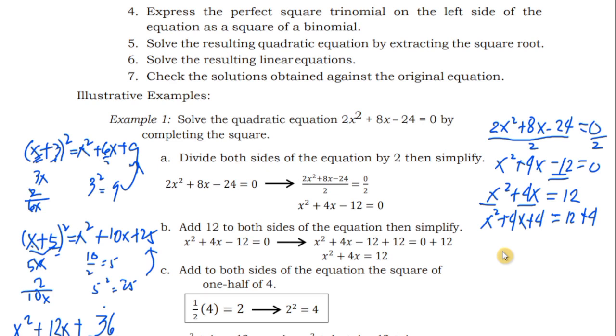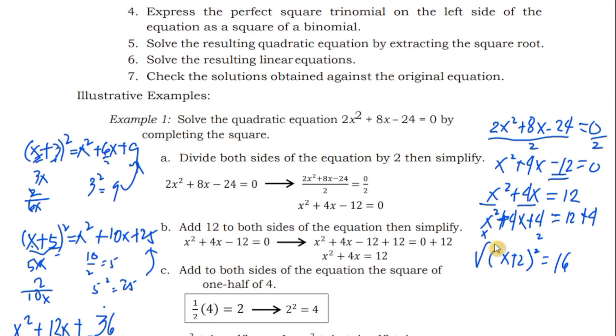Next, this one is a perfect square of x, and this one is a perfect square of 2. With the plus sign here, the factor of that is x plus 2 quantity squared is equal to 16.